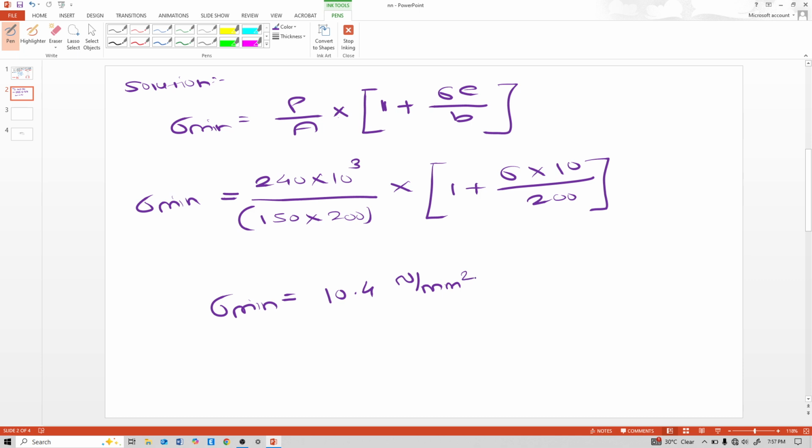Why is the unit Newton per mm square? Because all over that sigma minimum values we put it as Newton and mm square. So that's why this is in Newton per mm square.